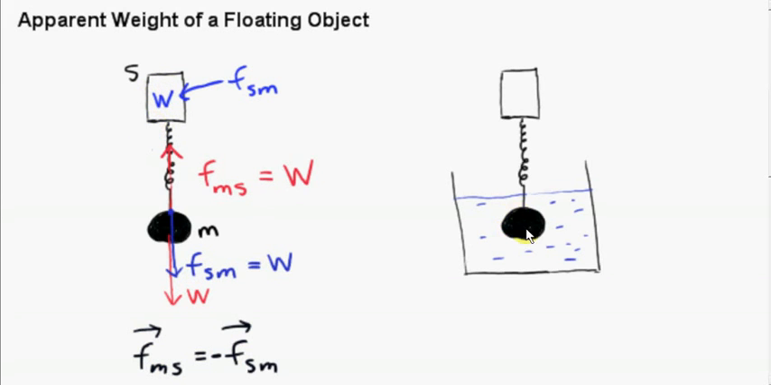Now, let's consider this situation. The same object is immersed in a liquid. Its weight doesn't change, of course. Its weight is still W vertically down. Its weight is magnitude mg. There's a force on the mass due to the spring, which acts vertically up. Now, this is not the only force acting up on the mass. The mass is in contact with this liquid, so the liquid exerts an upward force on the mass, called the buoyancy force.